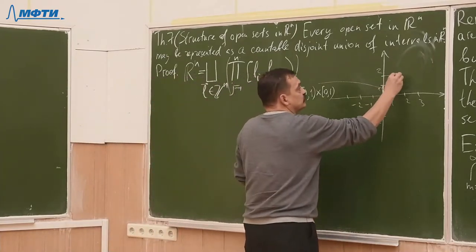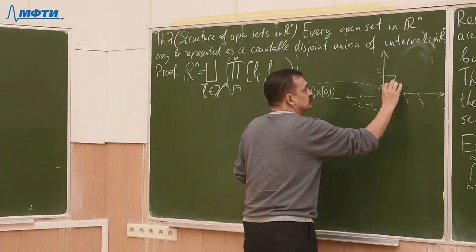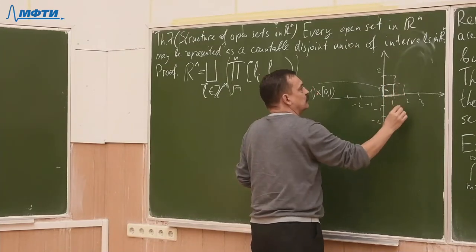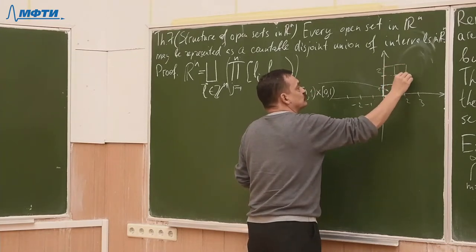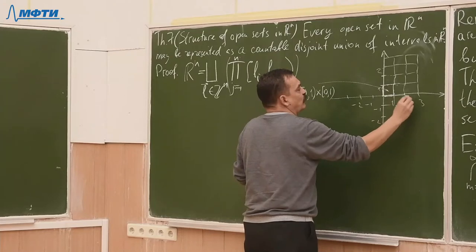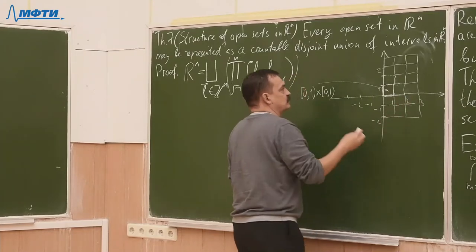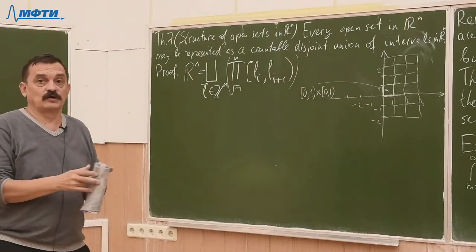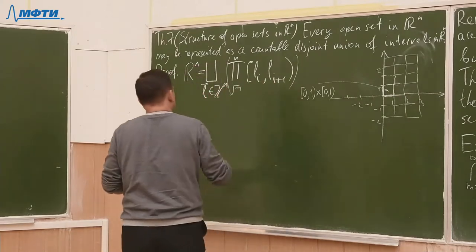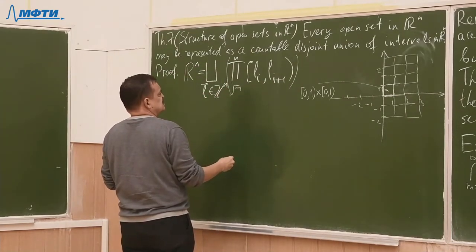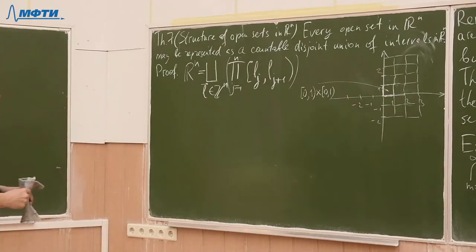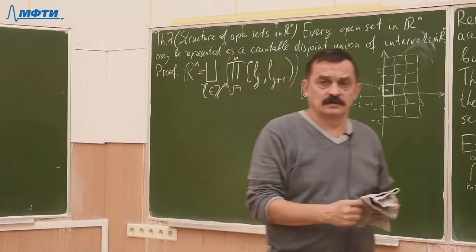And we consider the union of such squares, that one, that one, and so on. That is a disjoint union because we do not include part of the boundary. So that is a disjoint union of squares, in general, of what we call intervals J.